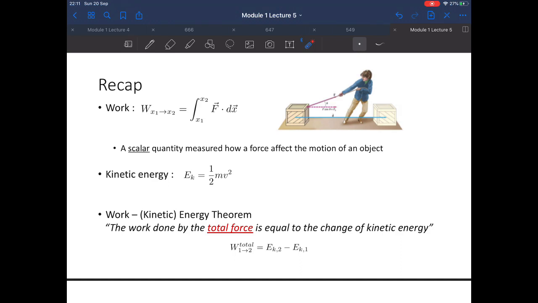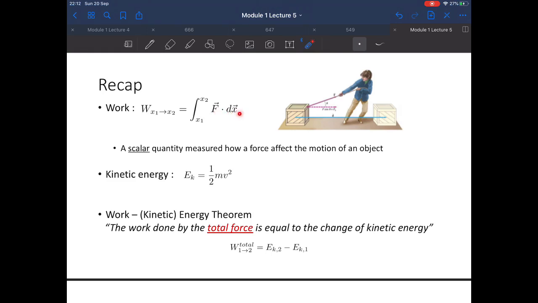In terms of a picture of how force is related to the real situation, suppose you have a box here, and you push the box by this force that makes an angle theta with the horizontal axis. So the question is, what is the work done by this force? You can see, because the box is moving in this direction, this is the displacement of the box.